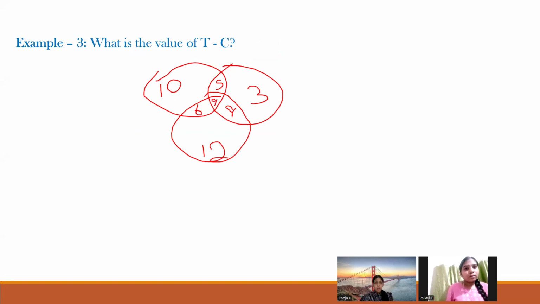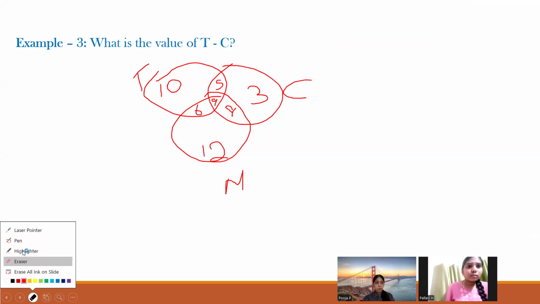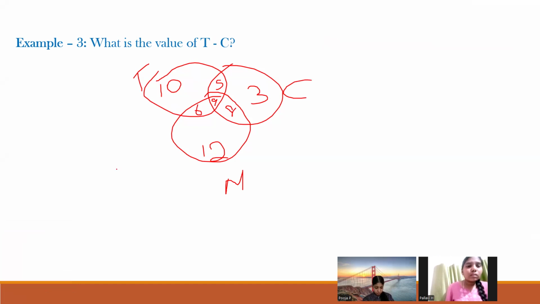Okay. So they have asked those who drink only tea but not coffee. This was tea, this was coffee, and this was milk. So they've asked only those students who like tea but do not like coffee. So is 9 counted? No, because coffee students are also here. Is 5 counted? No, because coffee students are also here. So in this case, what will be the answer? Tell me. 16. Correct. Because very simple, it is 10 plus 6, which is 16.